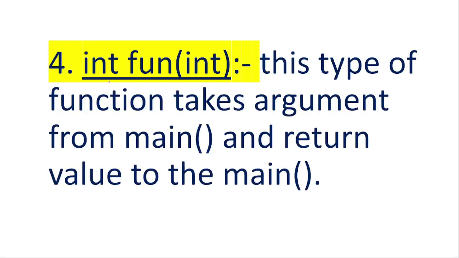So this is the fourth type of function, and in this particular type, here is written int function int. So what does it mean? It means this function will take arguments from the main program, the main function, and it will return a value to the main also. So this type of function takes arguments from main and returns a value to the main. It means both the portions are activated in this particular type.